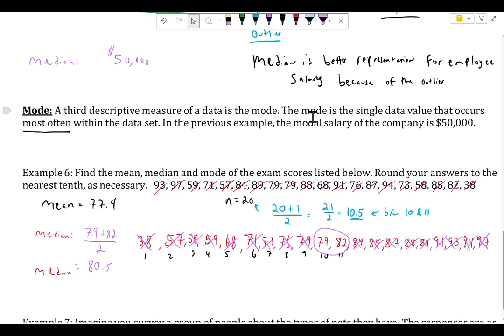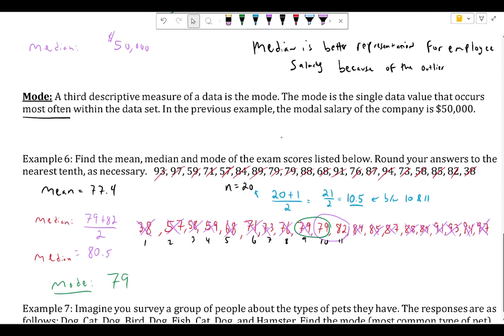And then lastly, the mode is the data value that occurs the most often. And now that I have it in ascending order, I can just look for any values that might repeat. 38, 57, 58, 59, 68, 71, 73, 76, 79, 79. These two repeat. 82, 84, 85, 87, 88, 89, 91, 93, 94, 95. So 79 is the mode. It's the only data value that repeats or has two of the same.